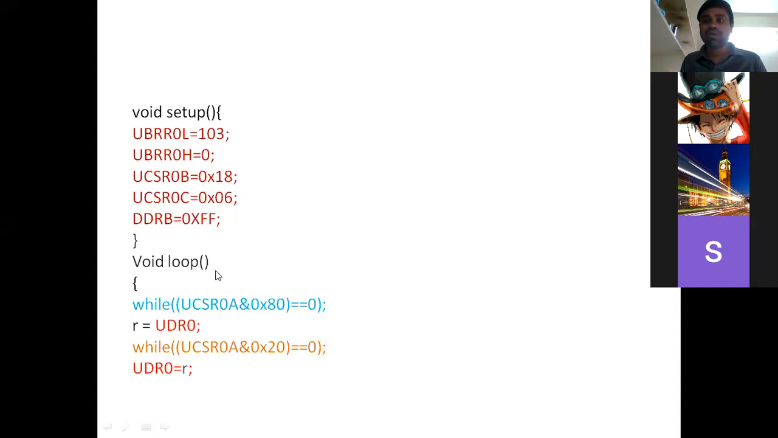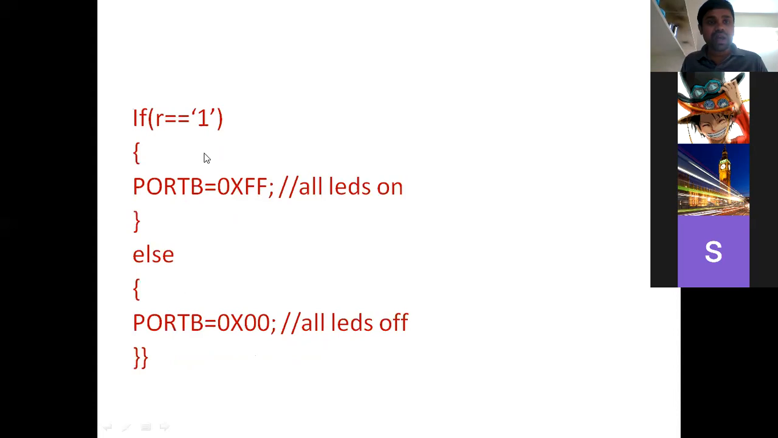Next, in the loop, the program monitors and controls the appliances from the PC. First, we want to enter data in the serial monitor, so we check whether data is available or not: while UCSRA and with 0x80 equal 0, with semicolon. If it is available, it will be stored in R, and again that will be sent to the system. Here, if R equals 1, I want to turn on the LED.